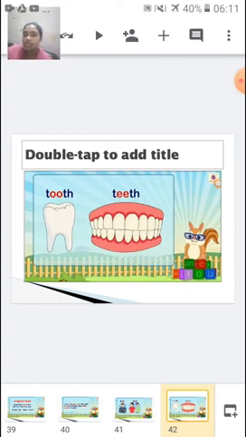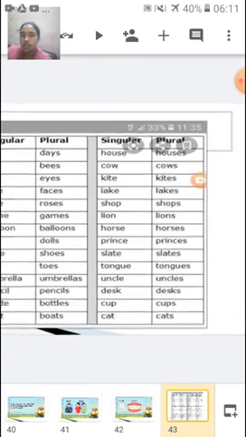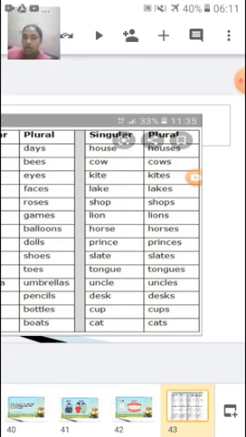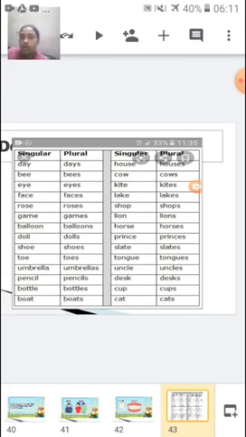Tooth becomes teeth. So I am going to give you a list of singular and plurals so that you can practice at home. Just take a paper or a book, copy this down and go through it once again. Okay? So the singular form of day, how do you call it in plural? Days. Bee, bees. Eye, eyes.